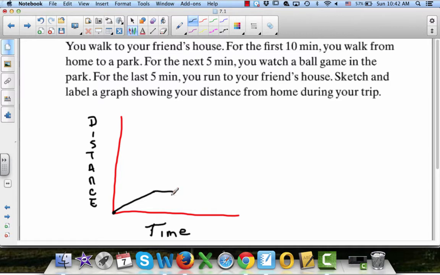And then it says for the last 5 minutes, you run to your friend's house. Well, if you run to your friend's house, you're going to be going faster than you were when you walked. So it will be a steeper line like this. Okay? So we walked at a slower pace. We stayed there for 5 minutes, and then we sped up by running to our friend's house for 5 minutes.